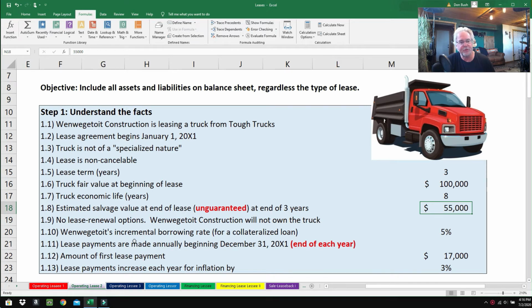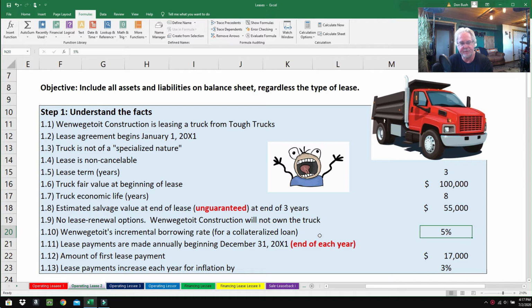1.10, When We Get To A Construction's incremental borrowing rate for a collateralized loan is 5%. I wrote collateralized loan on purpose because in the past, people would use a borrowing rate that was really high, say their credit card borrowing rate of 20% or 29% for a Home Depot card if you're late on your payment. I'm not late on my payment, so I just know it's 29% if you are late on your payment.